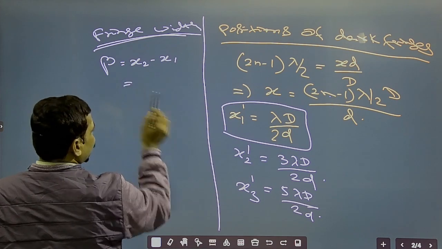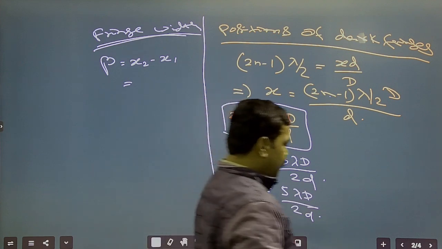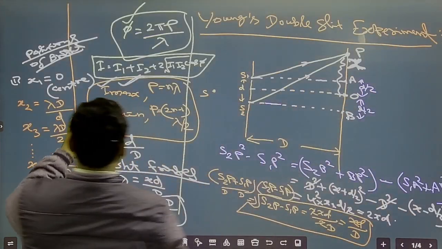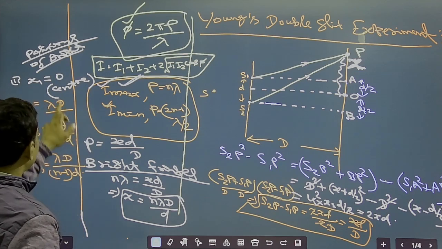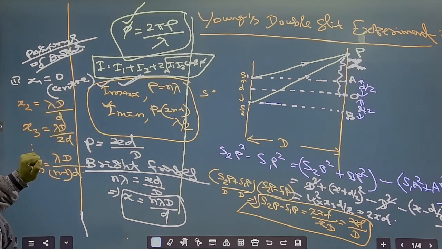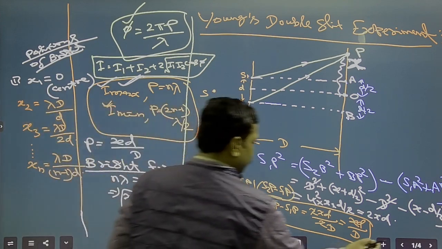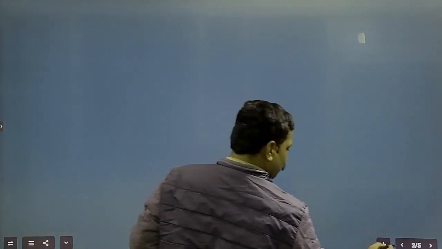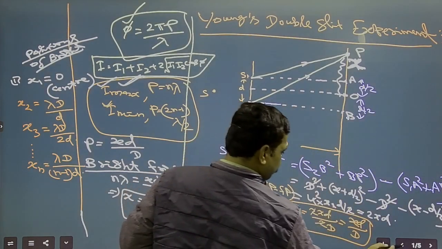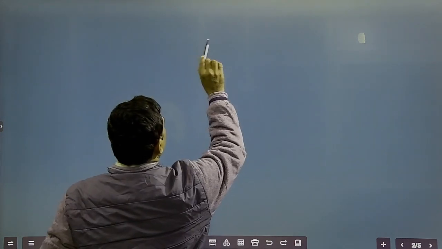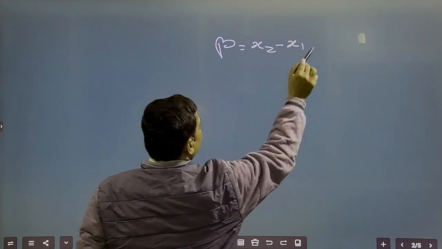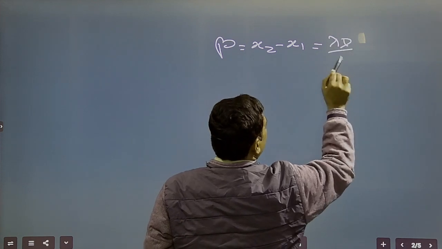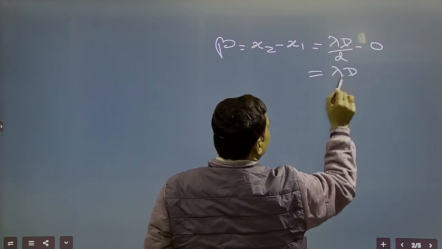So here if you put the values from the previous derivations, we already know the positions of the bright fringes: at the center the first one is 0, and the second one is lambda D by d. So by taking the difference, we will be getting lambda D by d. So the fringe width will be x2 minus x1, which is lambda D upon d minus 0. So this will be lambda D by d.